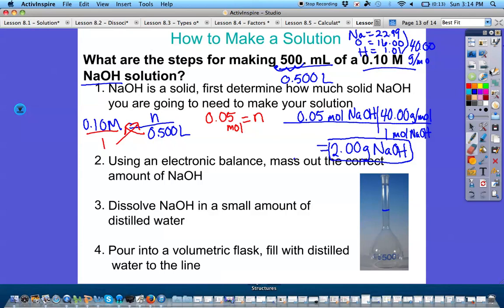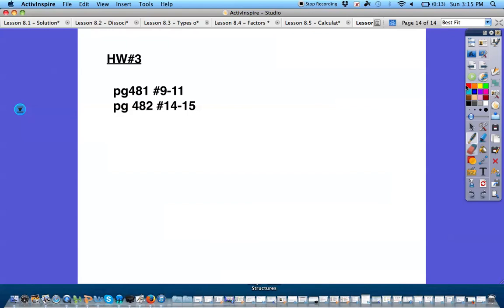Alright, you have practice problems on page 11 to take a look at, work through those. And then your book assignment is page 481, numbers 9 through 11, and page 482, numbers 14 and 15. Make sure you work through these problems.